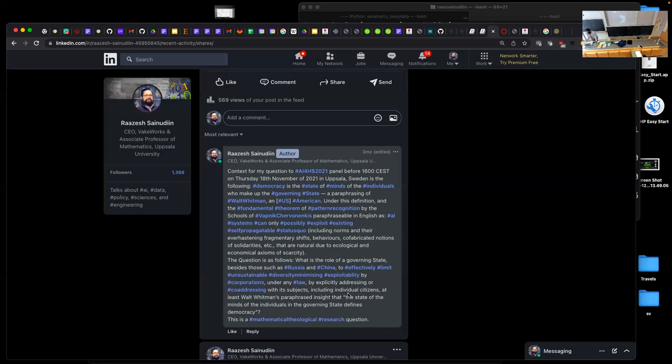I descended deeply into this, a law against incitement to genocide that was made after World War II. So it's a very deep law, it's in the EU. But there are all these issues, that's what I mean by under any law, by explicitly addressing or co-addressing with its subjects, so these are the people that make up the democracy, including individual citizens. At least Walt Whitman's paraphrase: inside the state of the minds of the individuals and the governing state defines democracy. So I'm parsing a lot of stuff.